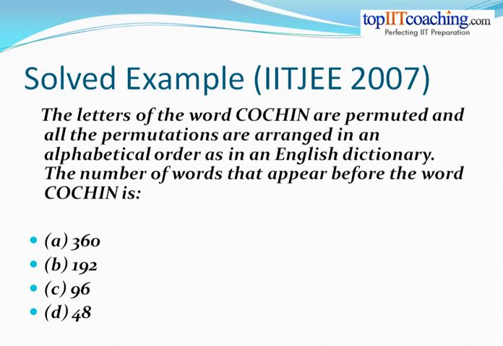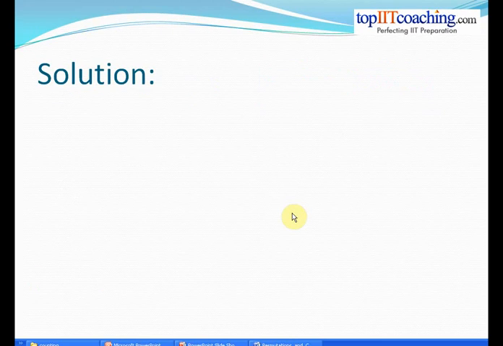So what we have to do is, in this problem we have the word COACHING, and all the letters of this word are permuted, and then all those words are arranged in alphabetical order as they would appear in an English dictionary. We have to find the number of words that will appear before the word COACHING. Now this is a very interesting problem that appeared in IIT-JEE, and it will clear some of the very fundamentals which we have explained to you earlier in this lecture.